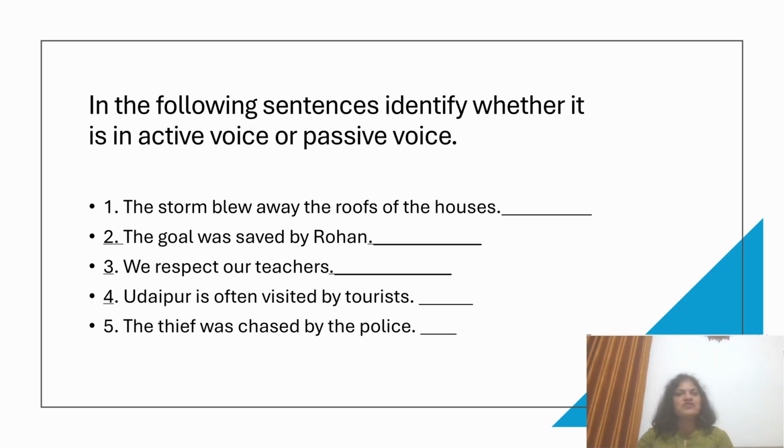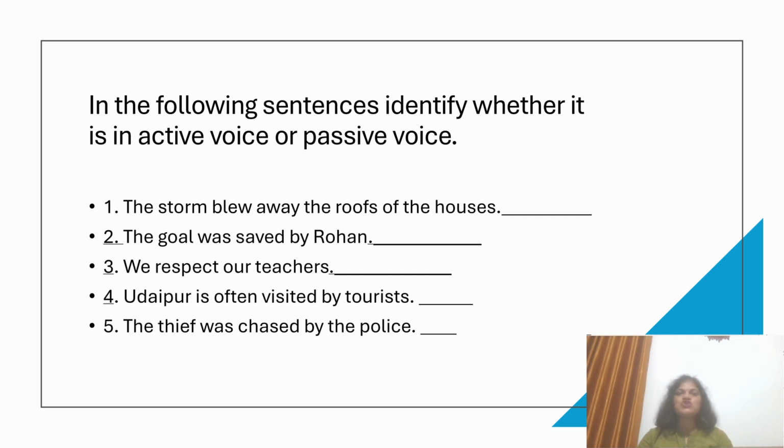Udaipur is often visited by tourists. Who visits Udaipur? Tourists. So here, children, in this sentence, those who are performing the task or any action, if it is mentioned in the end, then it is in passive voice.